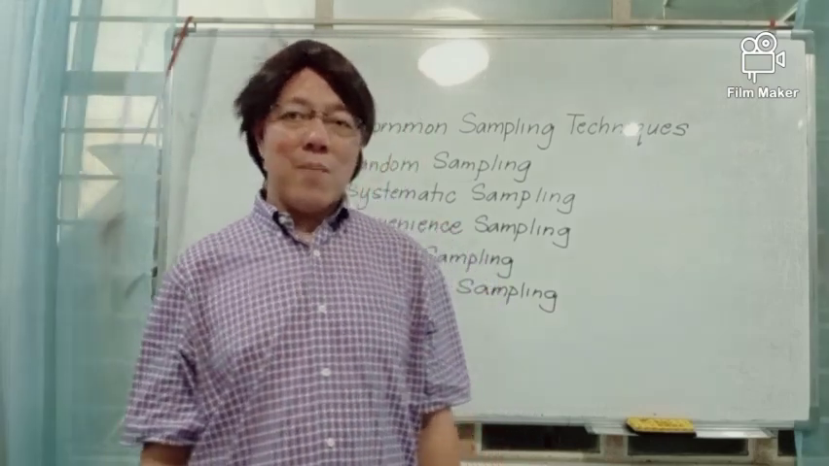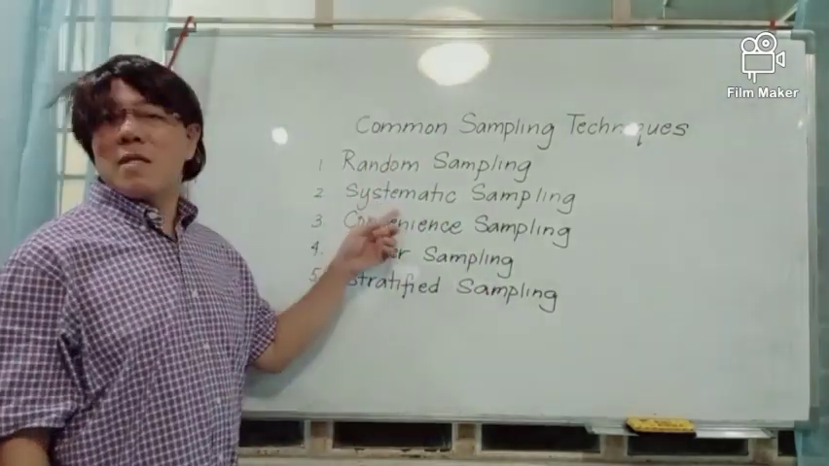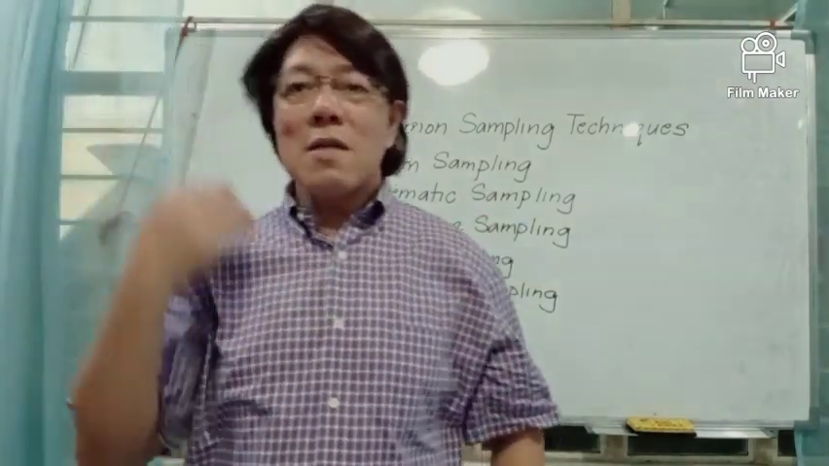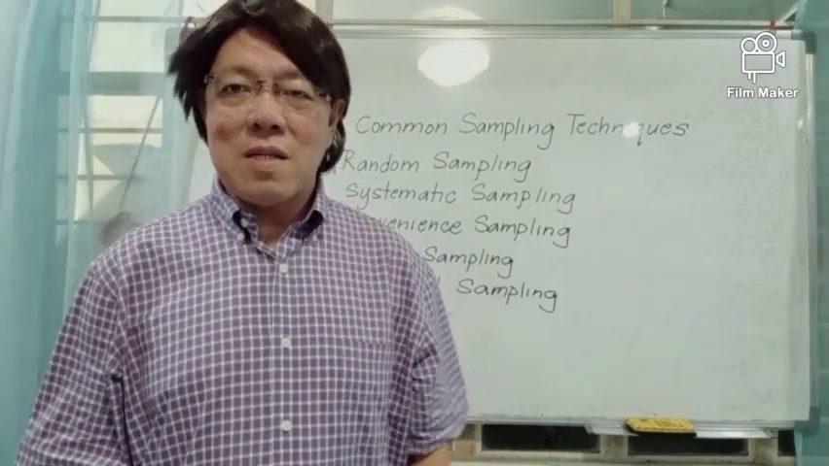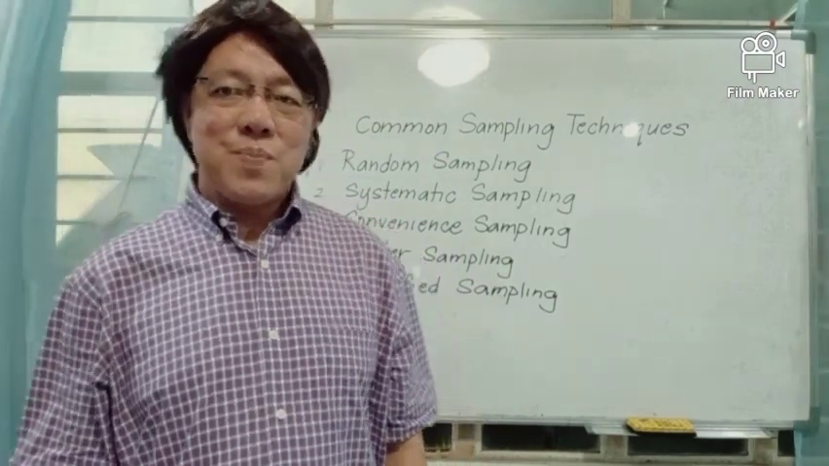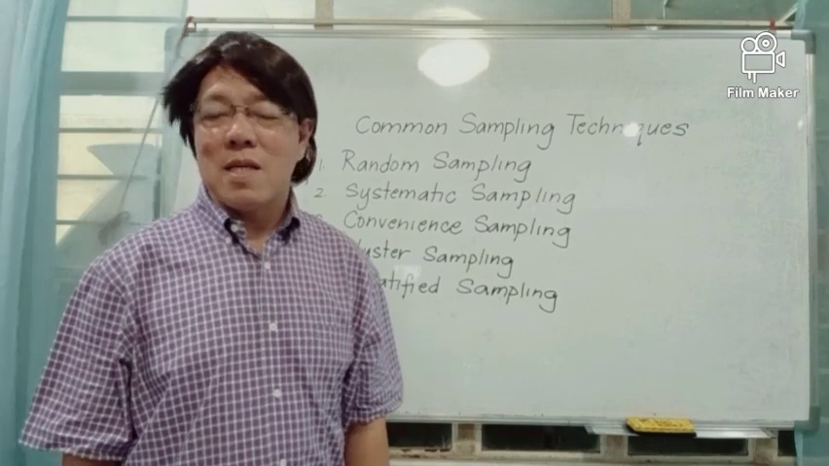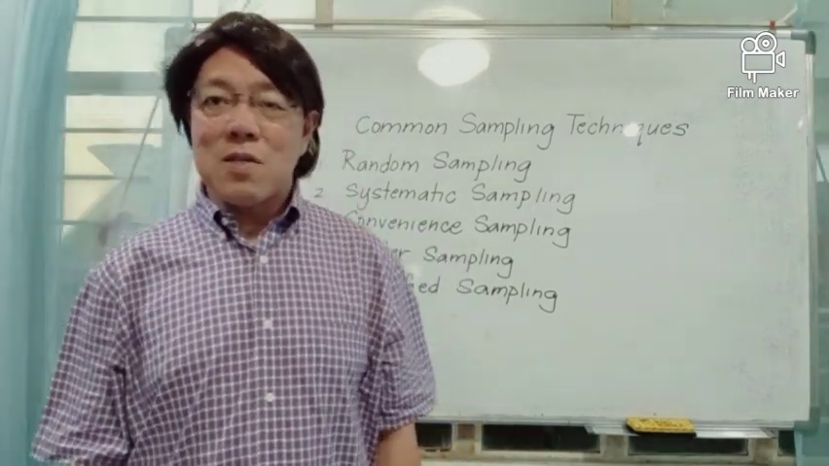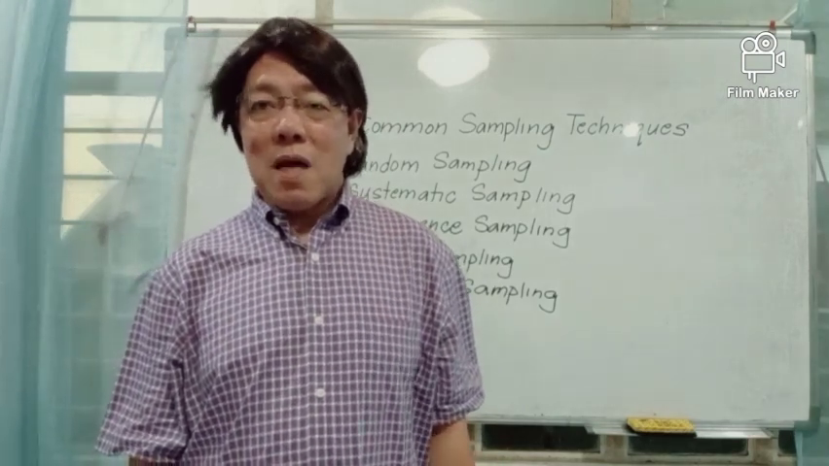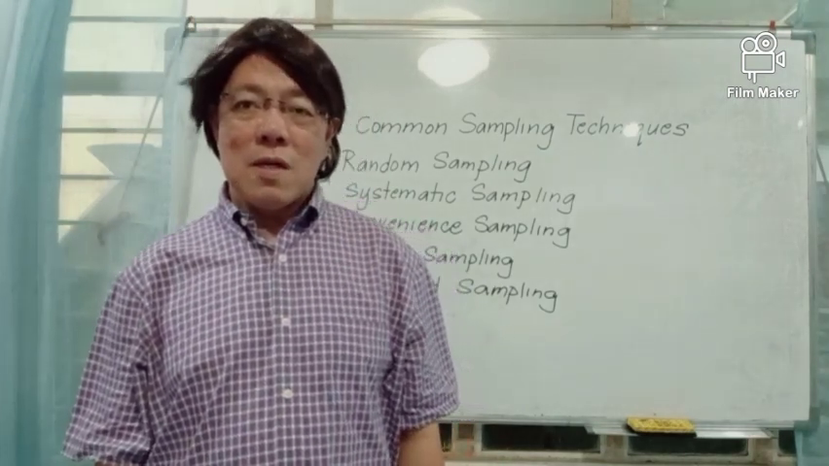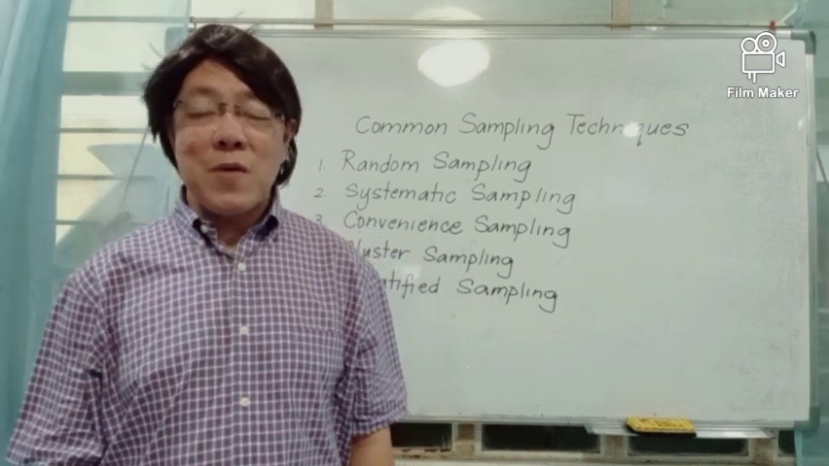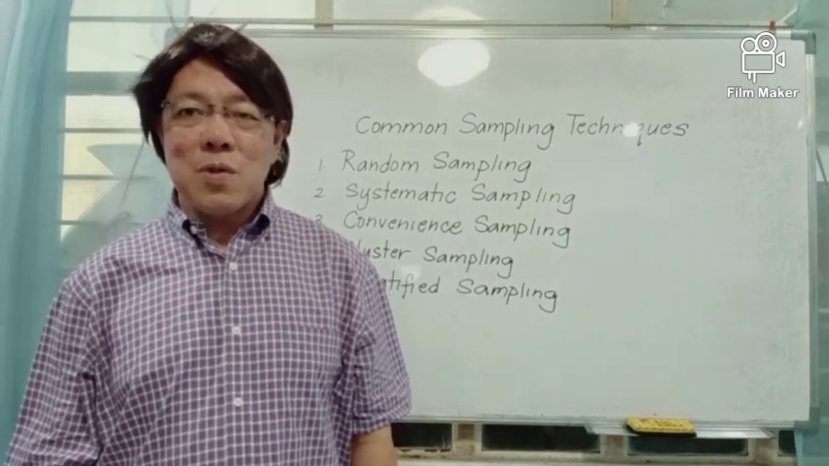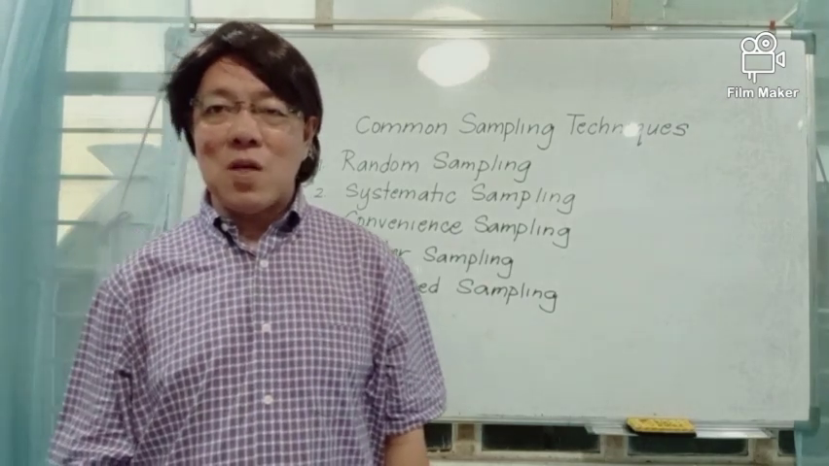The second common sampling technique is the systematic sampling technique. The systematic sampling technique is easier than the random sampling technique because in systematic sampling, the researcher employs and follows certain rules in the selection of the members of his sample in order to create an order or a regularity in the selection of a sample.